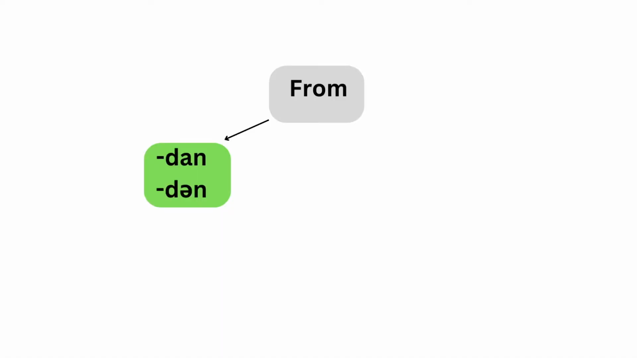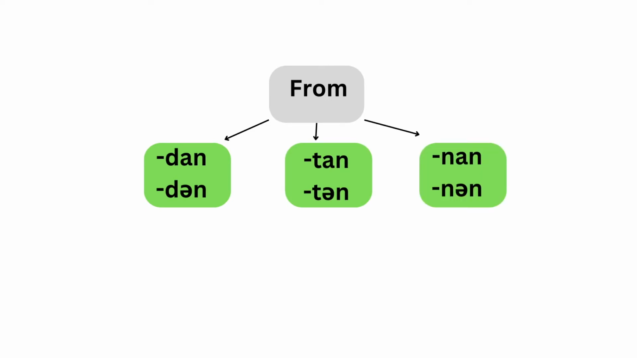In order to show the place where we're from, we'll need to add a certain ending at the end of the noun that shows the place. It can be don, den, ton, ten, or non, nen. So how do we know what kind of ending to add?